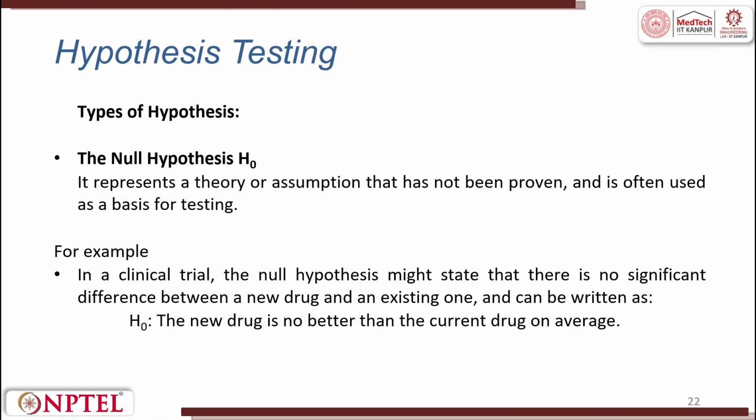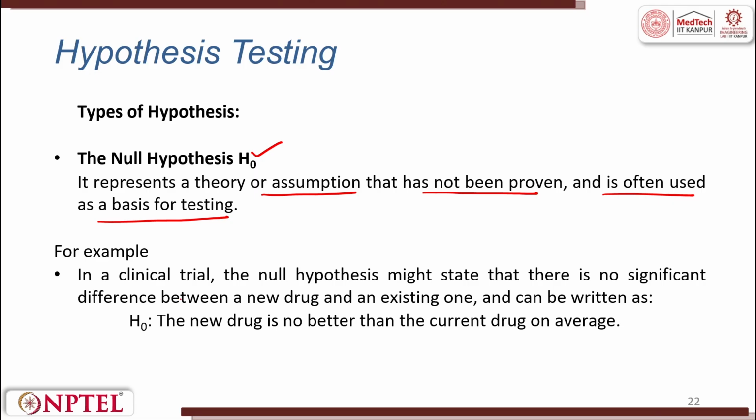I am talking about only one side. If I say size is different from 3 centimeter plus minus this distribution, this plus minus 0.2 value, both the tails are considered, that is a two tail test. So, accordingly the area is taken in the normal distribution. The type of hypothesis is null hypothesis. It represents a theory or assumption that has not been proven and is often used as a basis of testing.